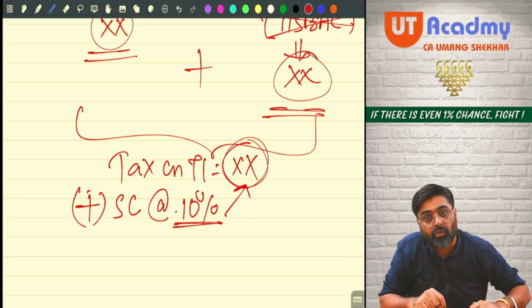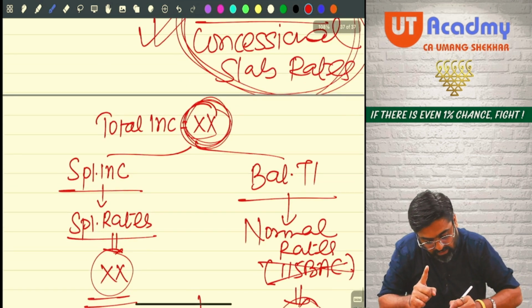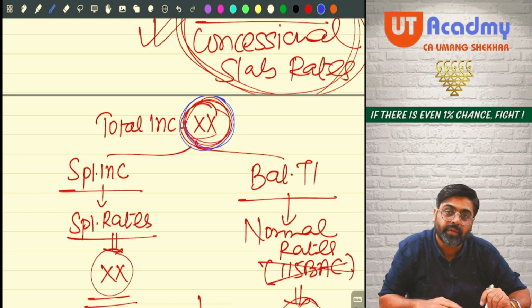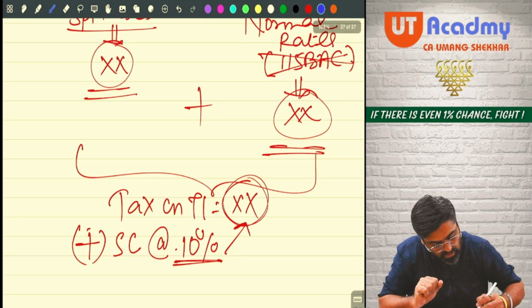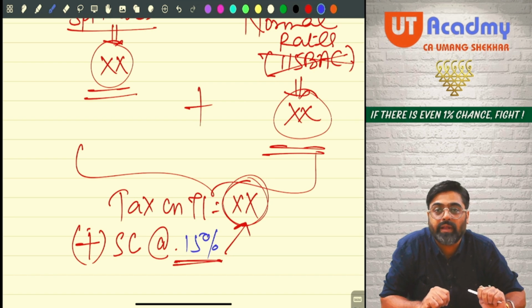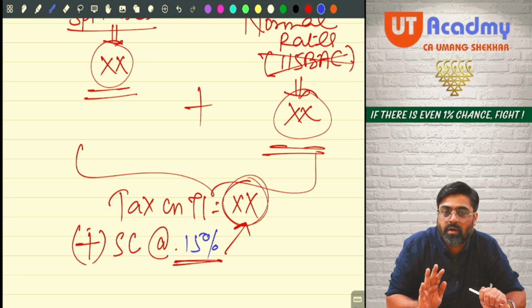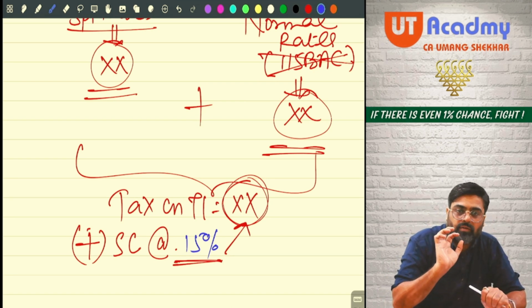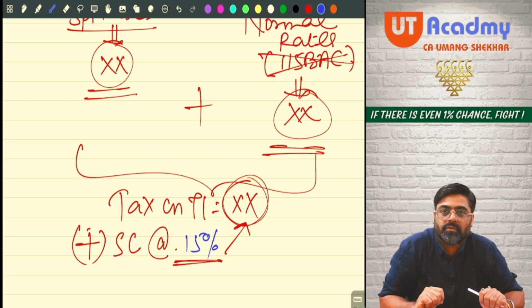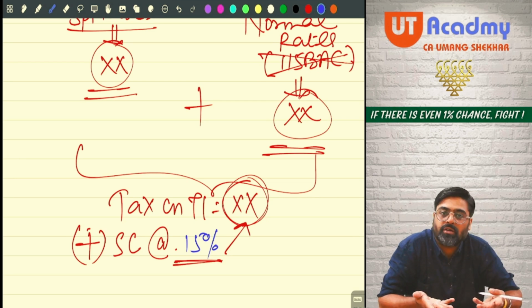Sir, what if my total income is more than 1 crore? Then the rate of surcharge will be 15%. Now your surcharge rate will increase. It will not remain 10%. Whatever tax you have calculated on the entire tax, you are supposed to pay 15% surcharge. But that 15% will be applicable if your total income is more than 1 crore, but up to 2 crores.